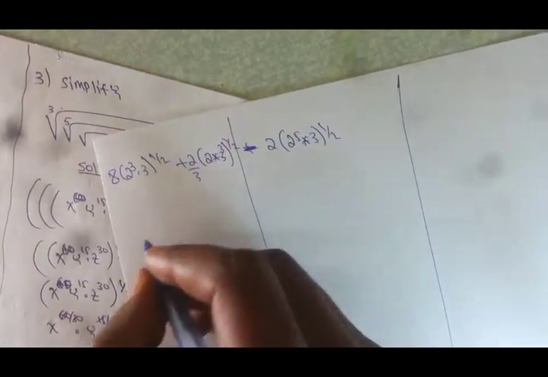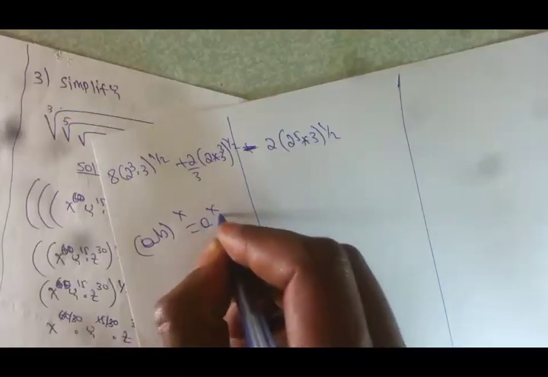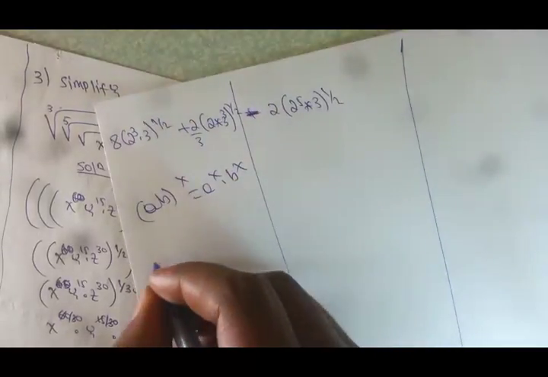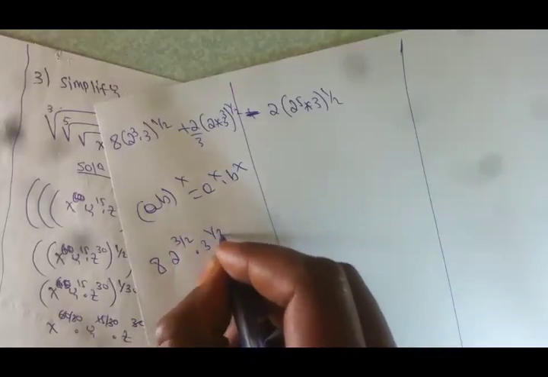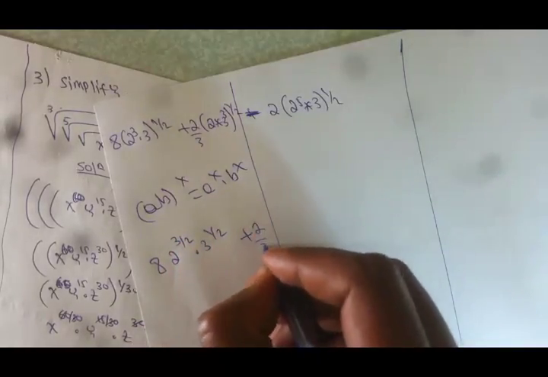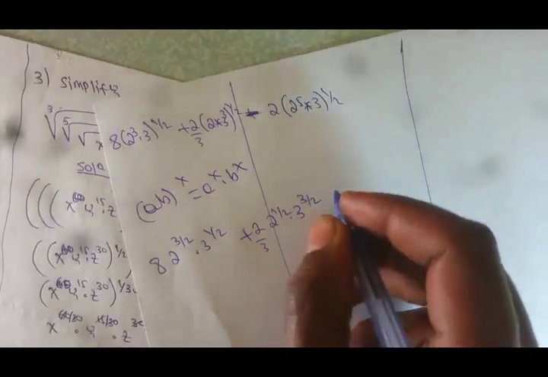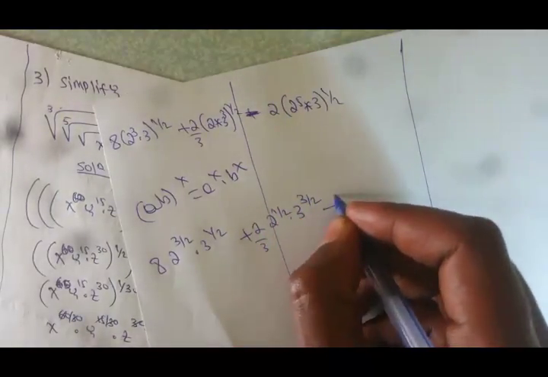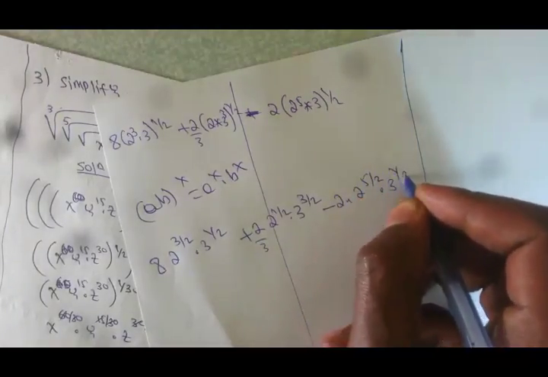And we know that ab raised to x is equal to a raised to x times b raised to x. Therefore, 2 raised to 3 over 2 times 3 raised to 1 over 2, plus 2 over 3 times 2 raised to 1 over 2 times 3 raised to 3 over 2, minus 2 times 2 raised to 5 over 2 times 3 raised to 1 over 2.